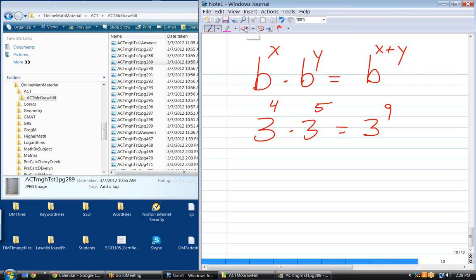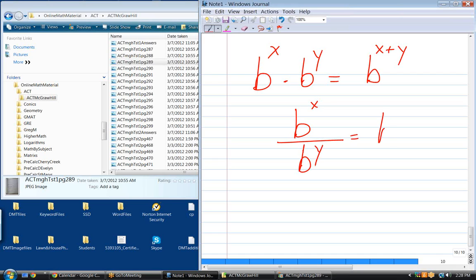Rule number 2. If division is happening instead of multiplication, I'm going to subtract the exponents. For example, if I had 3 to the 5th divided by 3 to the 4th, that's equal to 3 to the 1st, or just 3.